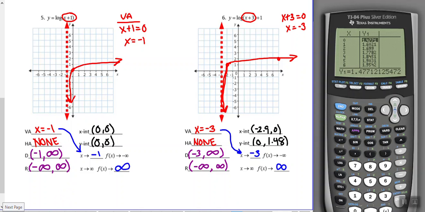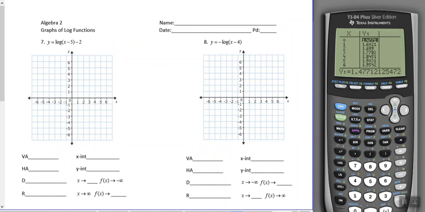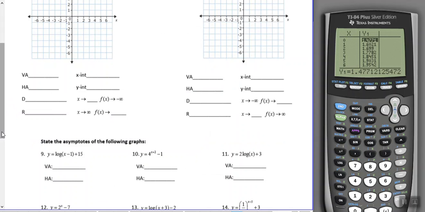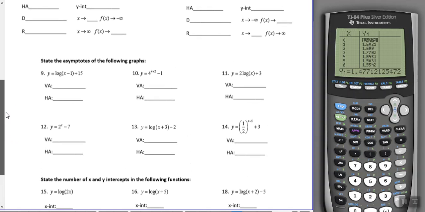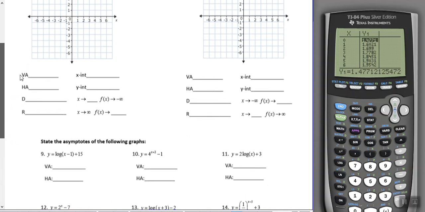So those are two examples of log graphs. Again, if you go to the next page, you have two more examples. We also did complete the bottom part, numbers 9 through 18, but you should be able to do that now. And you can always check in with me on the answers to those in class or at any Bulldog block.